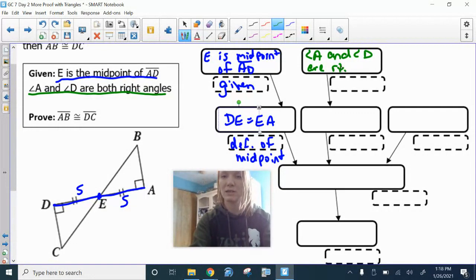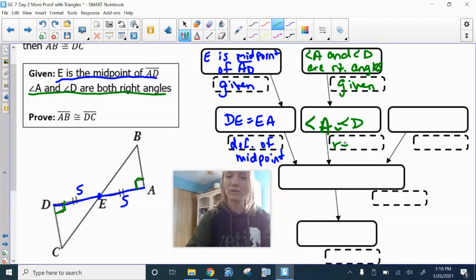I'm going to write RT for right angles. That's our given. And so what does that mean? Well, if they're both right angles, they're both 90 degrees, which means they're both the same. So we can go ahead then and assume that angle A is equal to angle D.